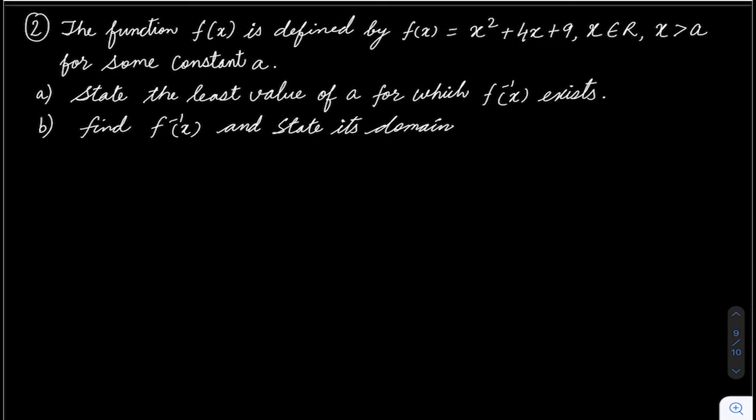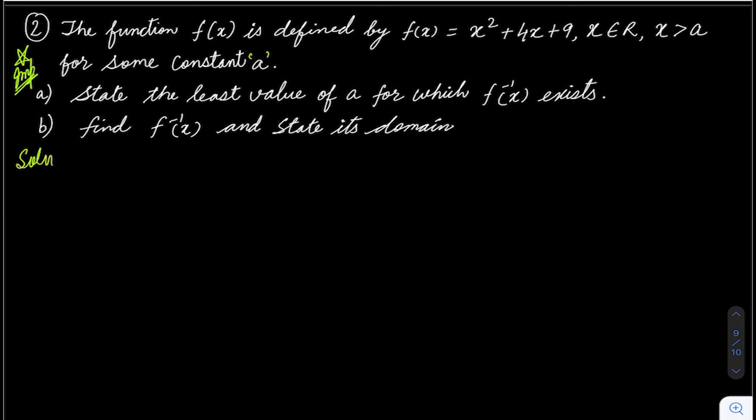Now again, this is also a very good question based on inverse functions. So let's try to understand this. A lot of times these questions are generally asked in your exams. Okay, the function f(x) is defined by f(x) equal to x square plus 4x plus 9, where x belongs to R and x is greater than a, where a is some constant. Next is state the least value of a for which f inverse x exists. Second, find f inverse x and state its domain.